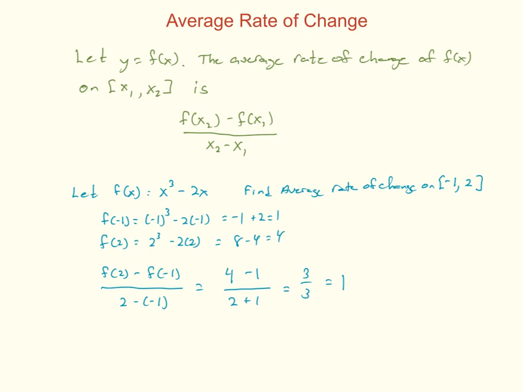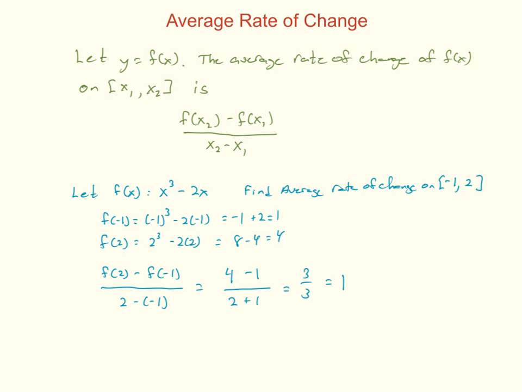So what you're going to see on this: we have a function f of x, and we want to find the average rate of change of f of x on a closed interval from x1 to x2. That average rate of change is going to be f of x2, so plug x2 in for x, minus f of x1, over x2 minus x1. Let's look at an example here. In this case, we have f of x equals x cubed minus 2x, and we want to find the average rate of change on the interval from -1 to 2.